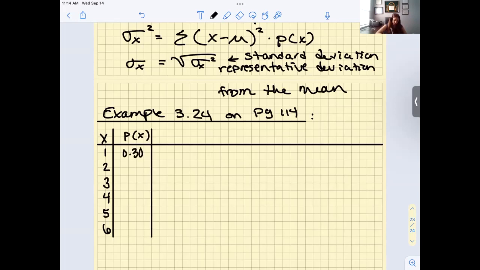30%, 25%, 0.15, 0.05, 0.10, 0.15. Questions about where I got those numbers?